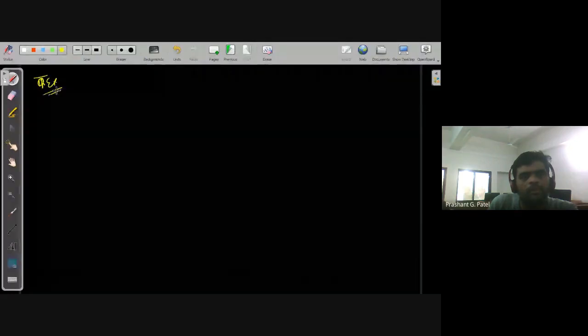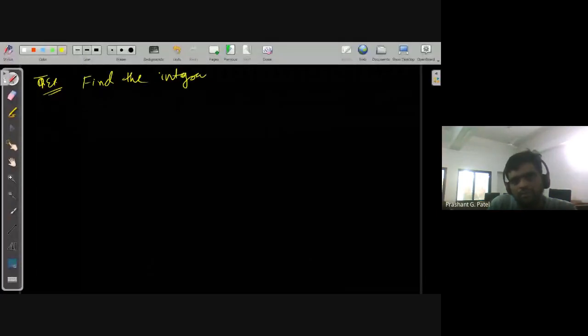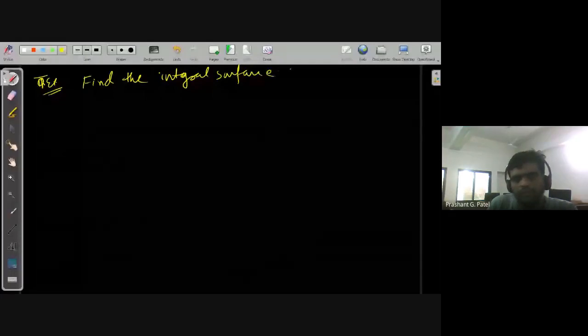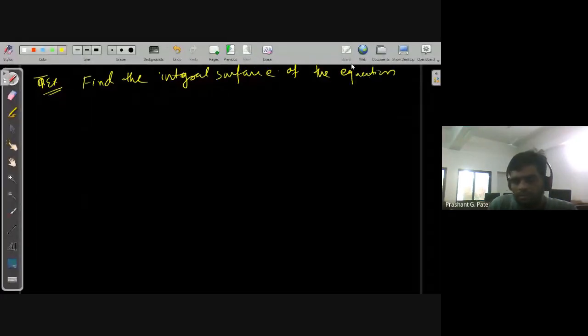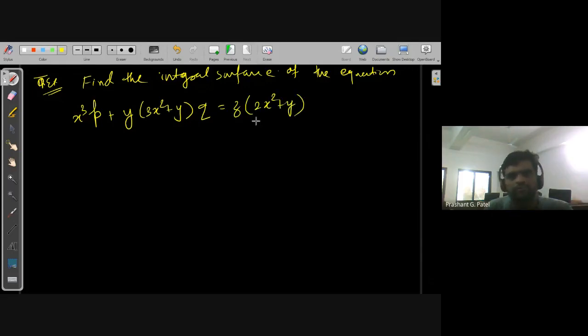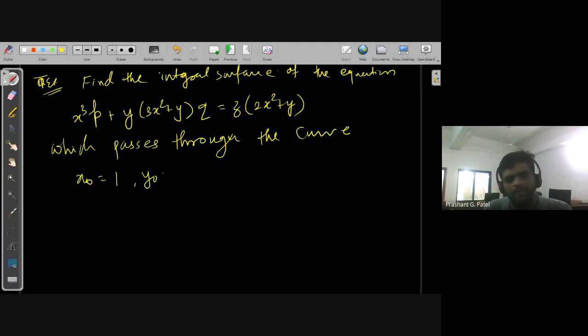So the example is saying this: find the integral surface of the equation x cube p plus y into 3x square plus y cube is equal to z into 2x square plus y, which passes through the curve x0 equal to 1, y0 is equal to s, z0 is equal to s into 1 plus s.